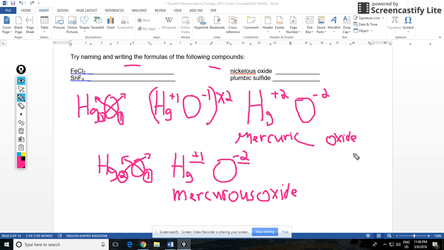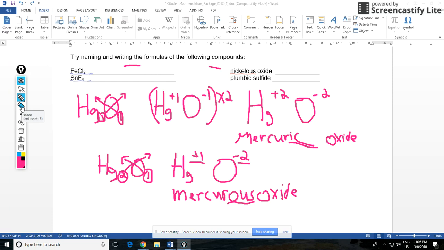So the main difference here is that rather than using Roman numerals like you did in the stock system, you're just changing the ending based on what your charge is. Ic for the higher valence of the two metals, and Ous for the lower valence.